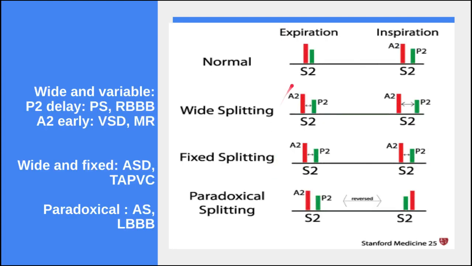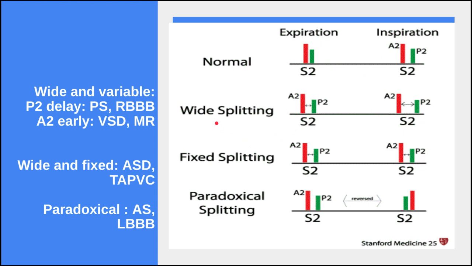So normally the split of the second heart sound in expiration is about 20 milliseconds, which is not appreciable, while the split in inspiration is approximately 80 milliseconds, which can be appreciated.